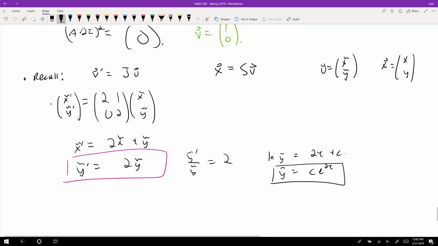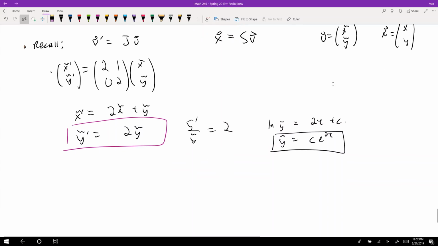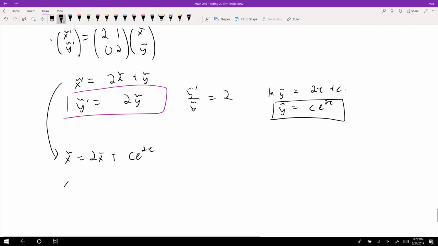That's y tilde. All right, so now we know y tilde. We can plug that in for x tilde. So now x tilde prime is equal to 2x tilde plus c e to the 2t. Okay, and the way we solve this guy is by using the integrating factor. So now we get x tilde prime minus 2x tilde is equal to c1 e to the 2t. Let's call this c1. So this is c1 e to the 2t.